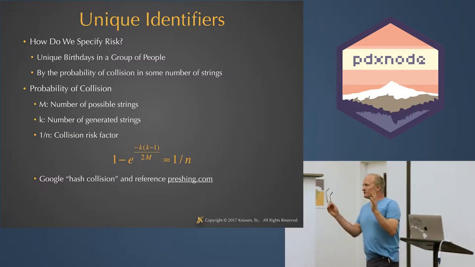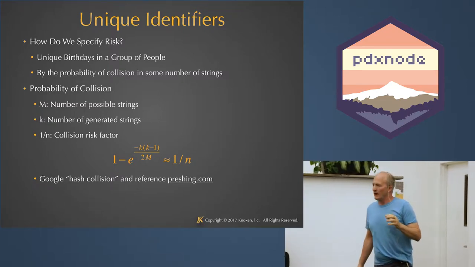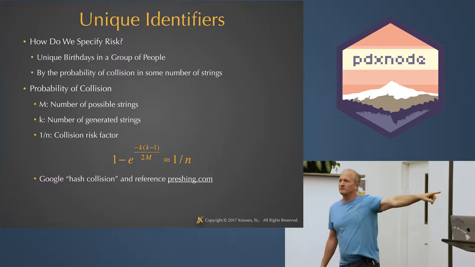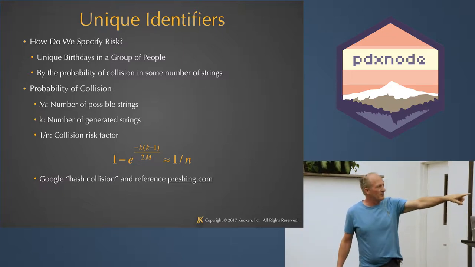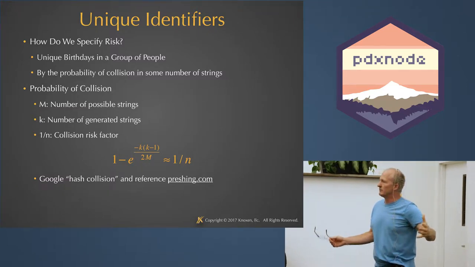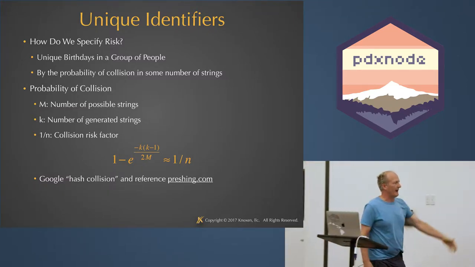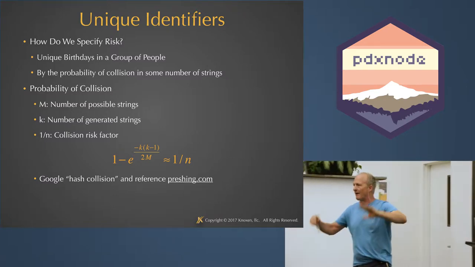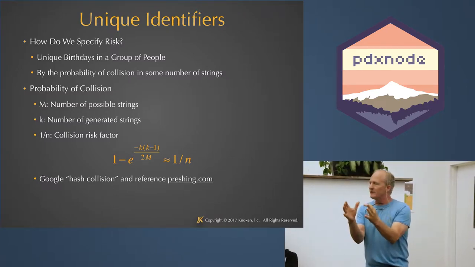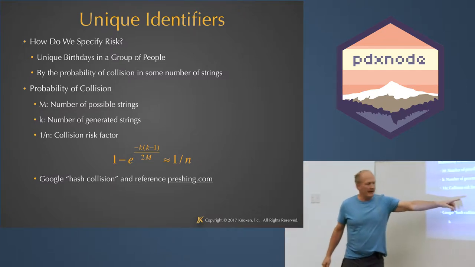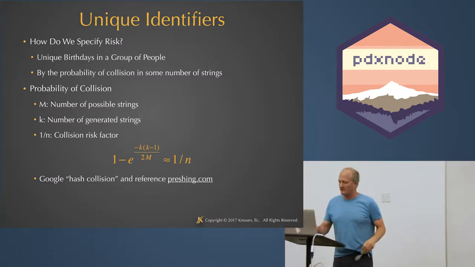If you Google something like hash collision, my favorite is Preshing.com's explanation of this. You can barely see that equation, but there's an equation that will relate those three values. I apologize that you can't see it very well, but it's a math equation. Great. I've got some equation that will relate these things. And it's just by doing an analysis based on the birthday problem.